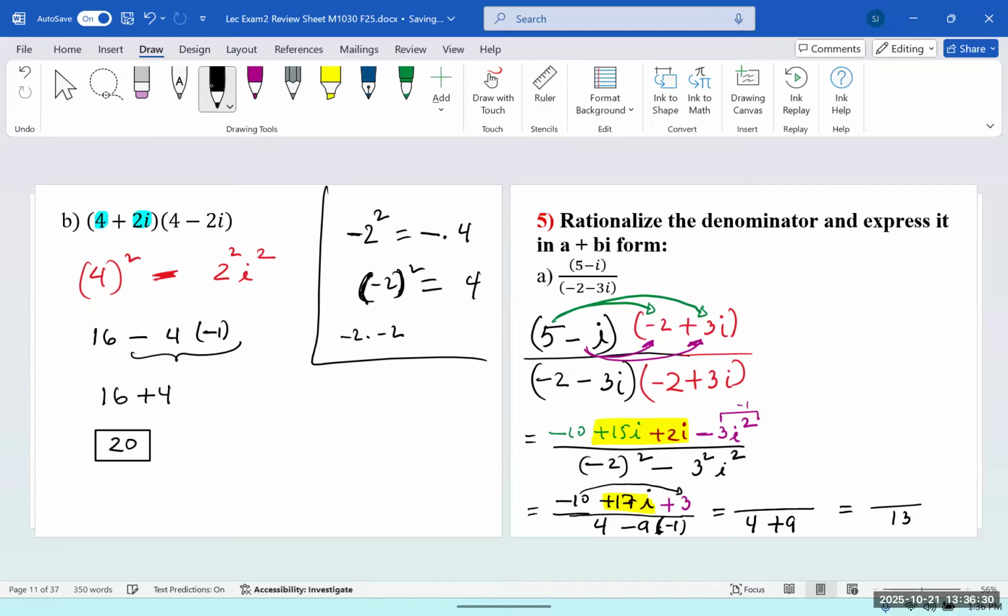And lastly, we have these like terms. Negative 10 plus 3. What do you get? 13 or 7? Negative 7 plus 17i. So negative 7 plus 17i. We have to split the denominator twice. Any question?